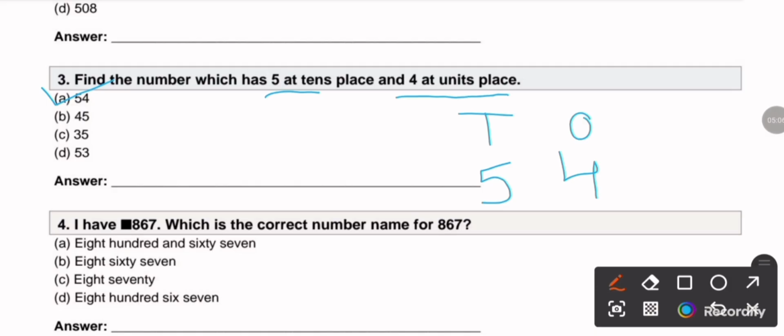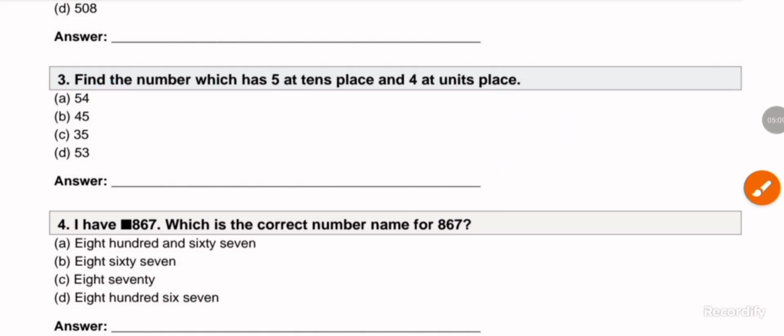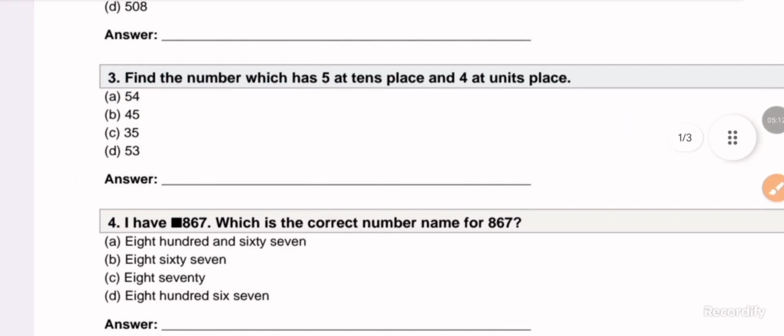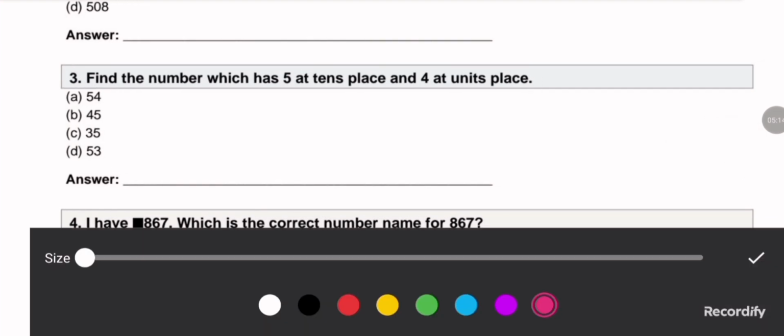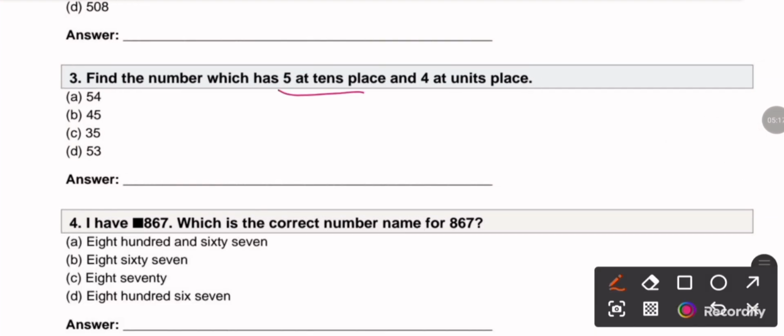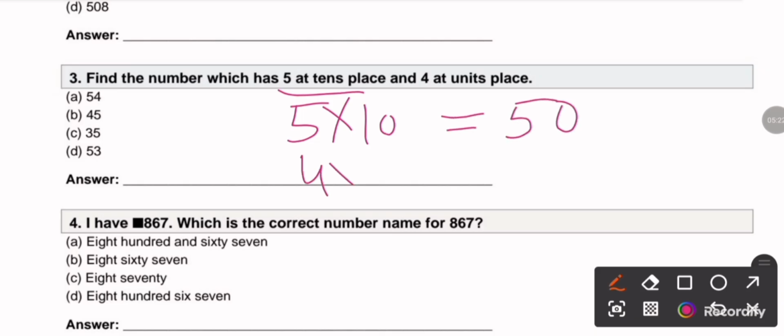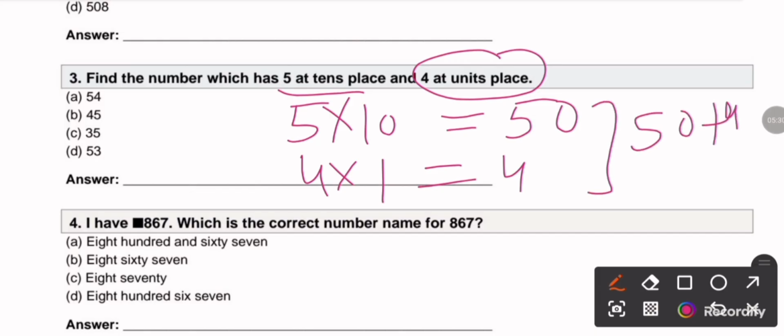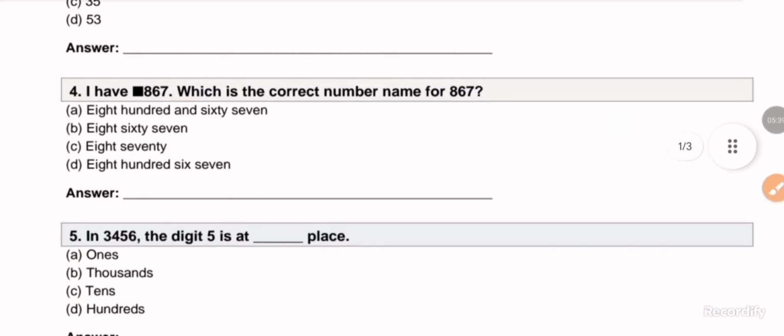We can solve this question in other ways also. 5 is present at 10's place, means 5 multiplied by 10 is equal to 50. 4 is present at 1's place, so 4 multiplied by 1 is equal to 4. So add these numbers: 50 plus 4 is equal to 54. Okay, go through to the next question.